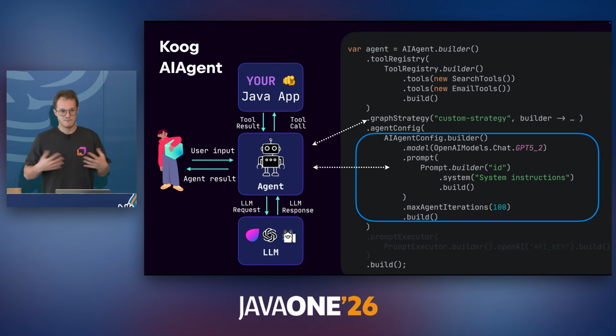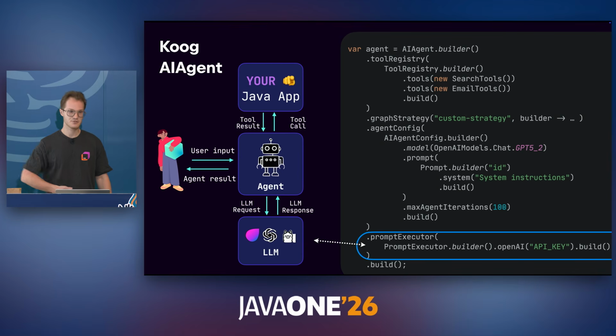Then I will have to configure my agent to work with a specific model, to execute a specific prompt, and with some other parameters that will control the agent's behavior. And last but not least, I have to obviously connect the agent to the models, one or many. Here I'm connecting it to OpenAI. You can also use local models like Ollama or any others.